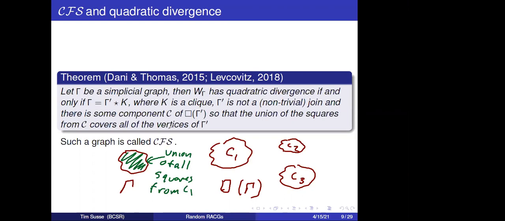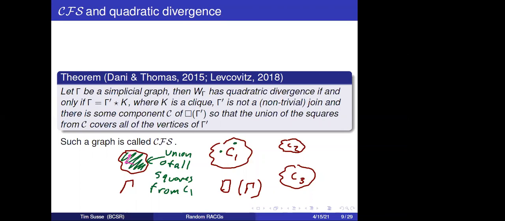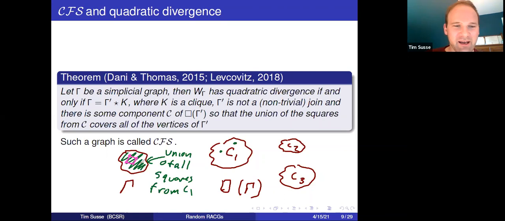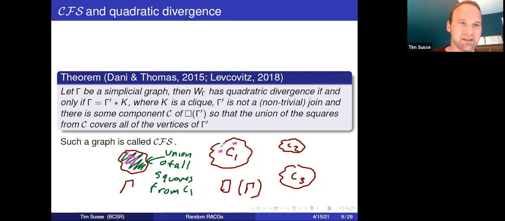But wait a minute, C1 is in the other graph. It is in the square graph, right? So each vertex of C1 corresponds to some square that sits inside of gamma. And so we can look at the union. What do you mean when you say union of squares from C1? I want to look at what vertices are contained in squares that correspond to vertices in C1. So what vertices of gamma are contained in squares which correspond to vertices of C1? Yes, exactly.